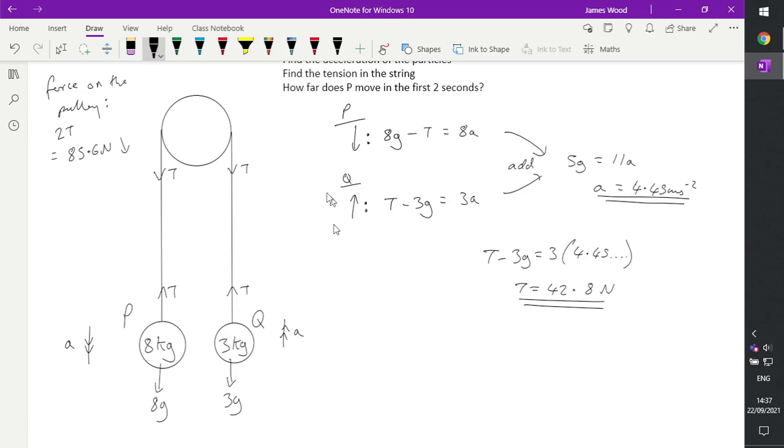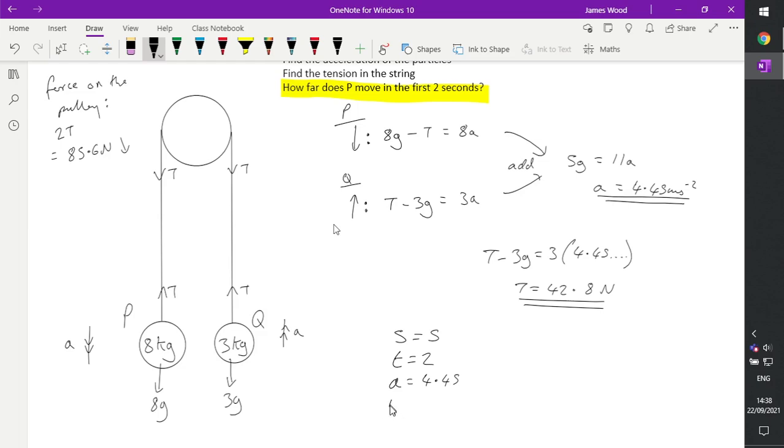The last bit of my question was, how far does P move in the first 2 seconds? So this is more of a SUVAT question. We want to know how far it moves, so we want to find s. In the first 2 seconds, we know the acceleration we just calculated was 4.45.